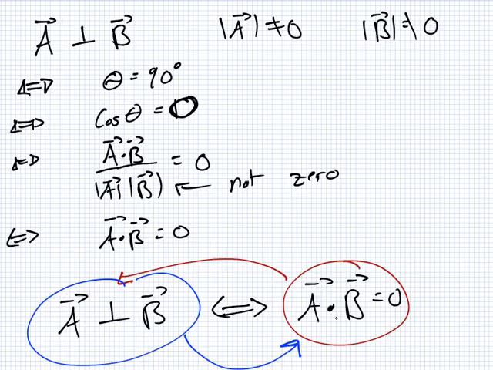Has anybody studied this before? No? Okay. This symbol, by the way, is called "if and only if." It means you go left to right and right to left.